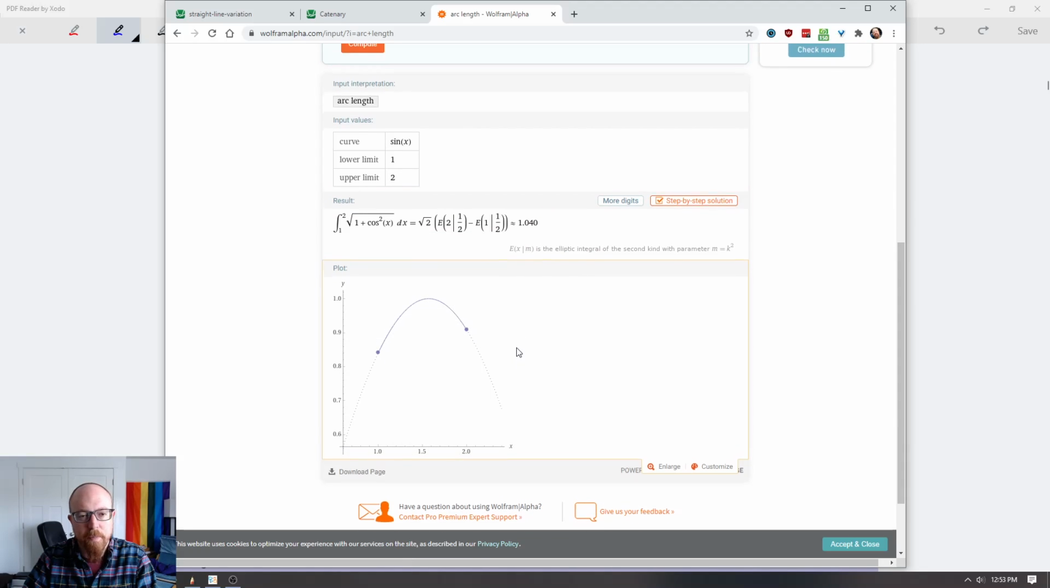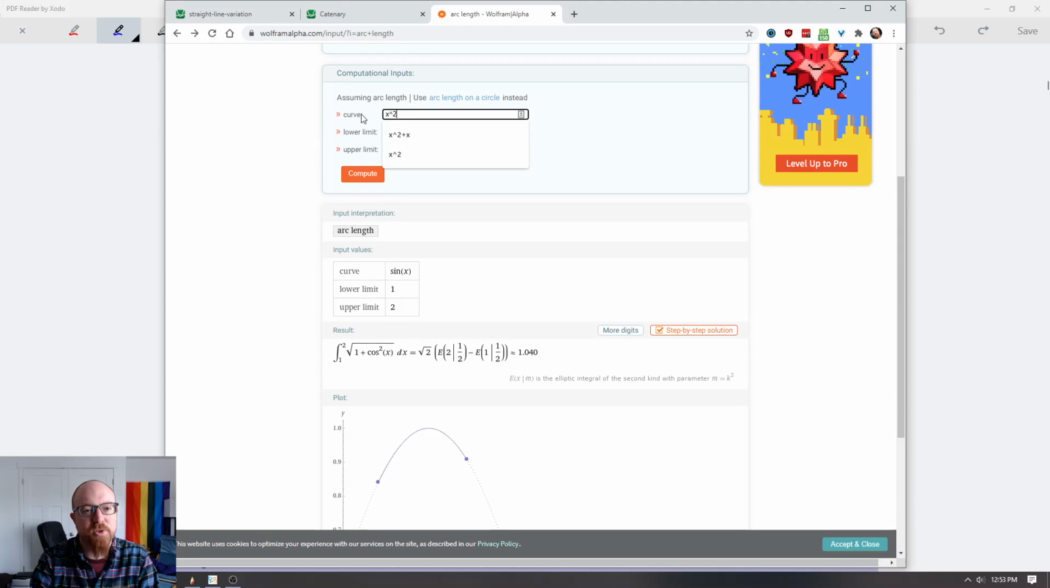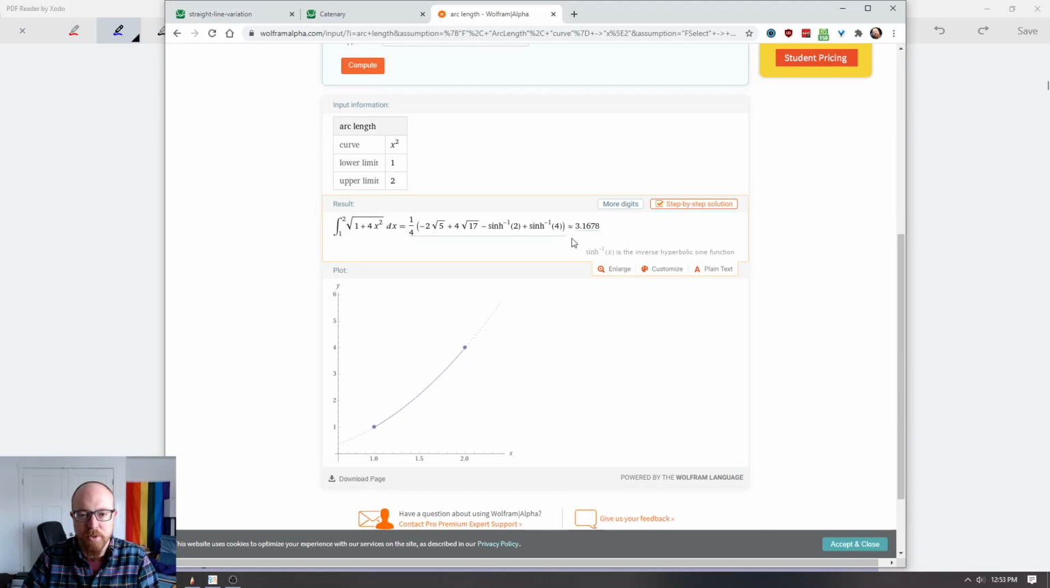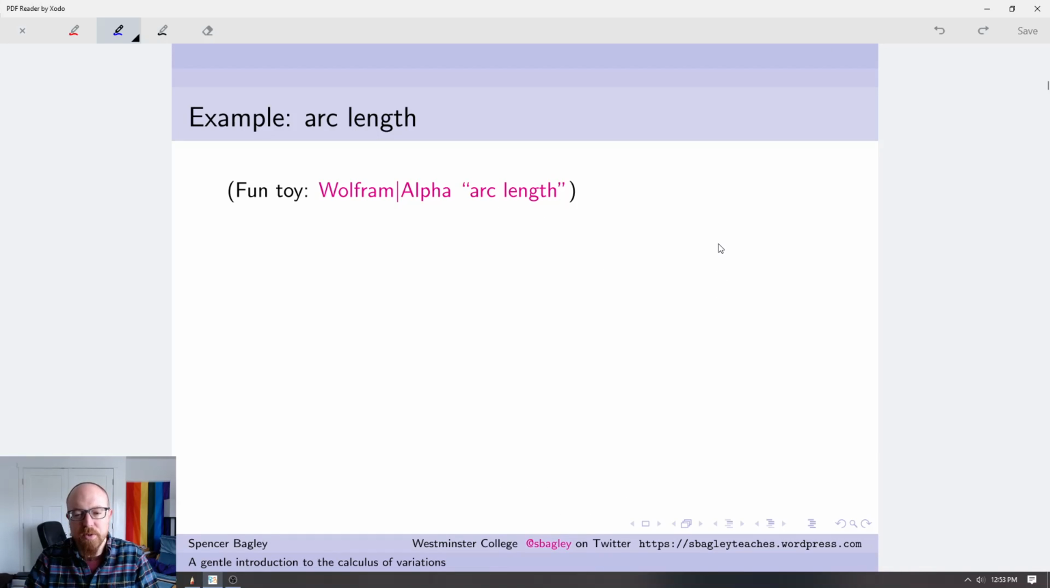Okay, we could throw in some other function here, like, I don't know, x squared. That's a fine one. And it, again, does whatever it does, and it tells us some number, 3.16, and you can see this picture, the arc length between x equals 1 and x equals 2. It's the length of this piece of line. Okay, cool. So my point with this is, legitimately, this is a function whose inputs are functions, right?